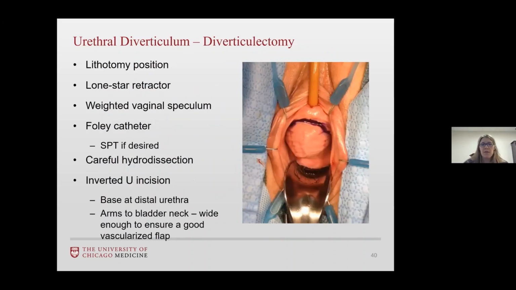So the patient will be in lithotomy position. I use a Lone Star retractor, which you can see here, and then a weighted vaginal speculum. You can see the diverticulum here kind of bulging out underneath. And then this is the Foley catheter in the urethra. Some people do a suprapubic tube if it's desired. You'll want to do a careful hydrodistension, and then when you do the inverted U incision, it's towards the base near the distal urethra, and then nice and wide to get a good vascularized flap here.